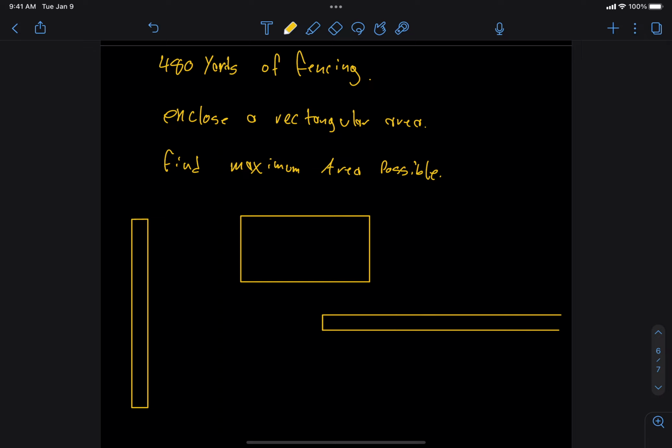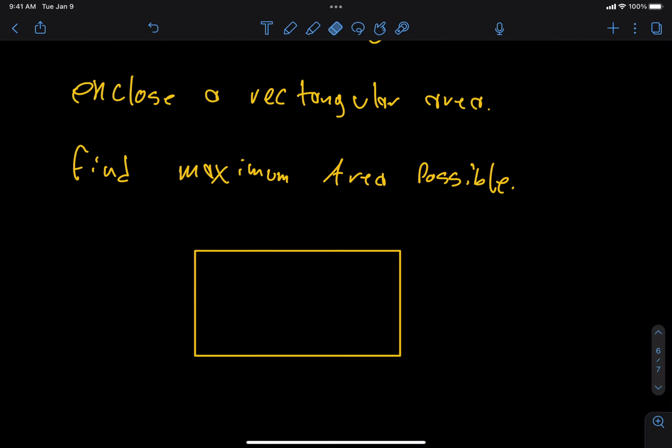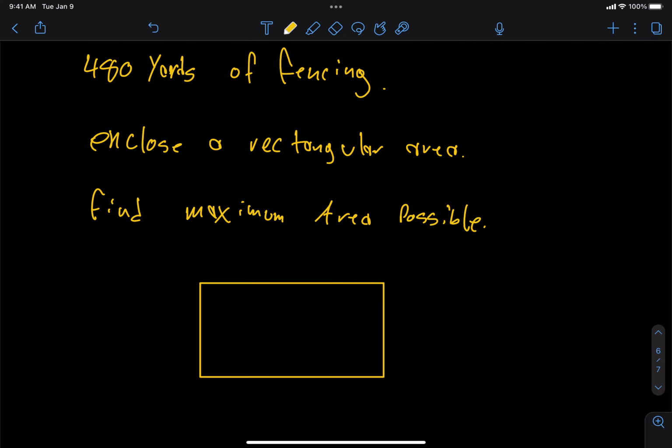Something like this. Okay, so these are my options, right? My goal is to decide how long the sides should be. The way we do this is we just have to make a function for the area. What we need to choose is basically how long one of the sides is going to be.